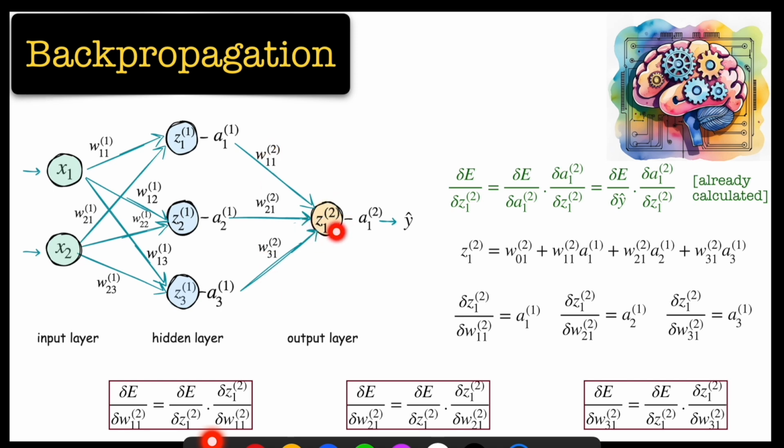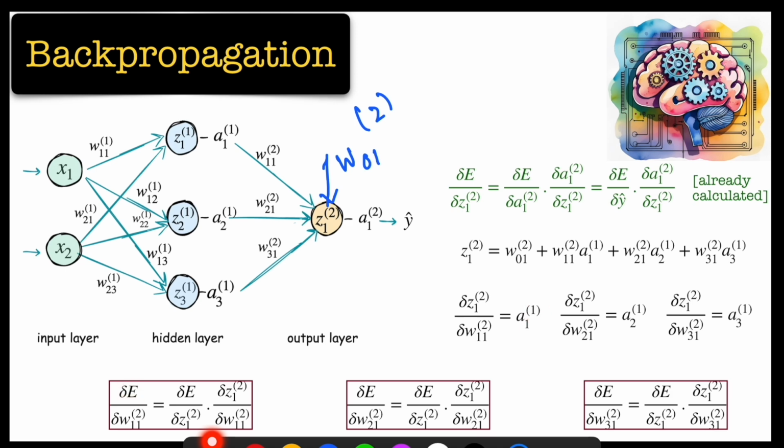What is z12? z12 is a weighted combination of the previous layer nodes, right? So consider one bias also here, with the weight W012. So z12 is basically W012 plus W112 a11 plus W212 a21 plus W312 a31, right? This is z12. Now what is del z12 del W112? W112 is only here, right? So del z12 del W112 will be a11.